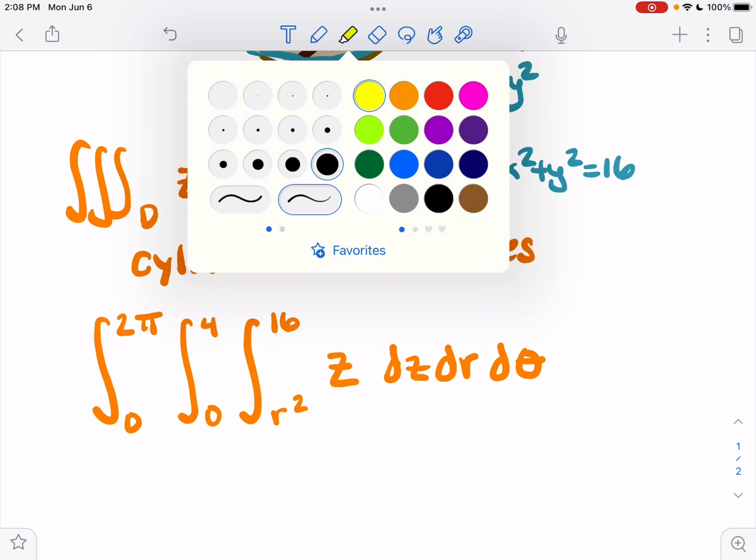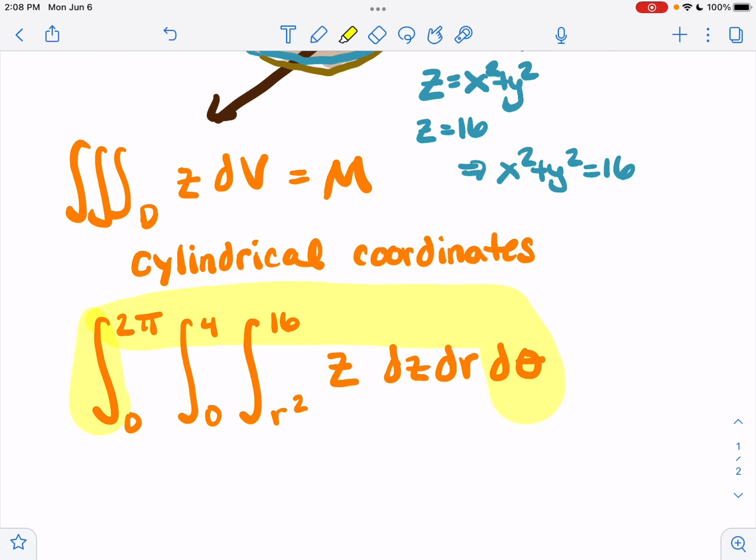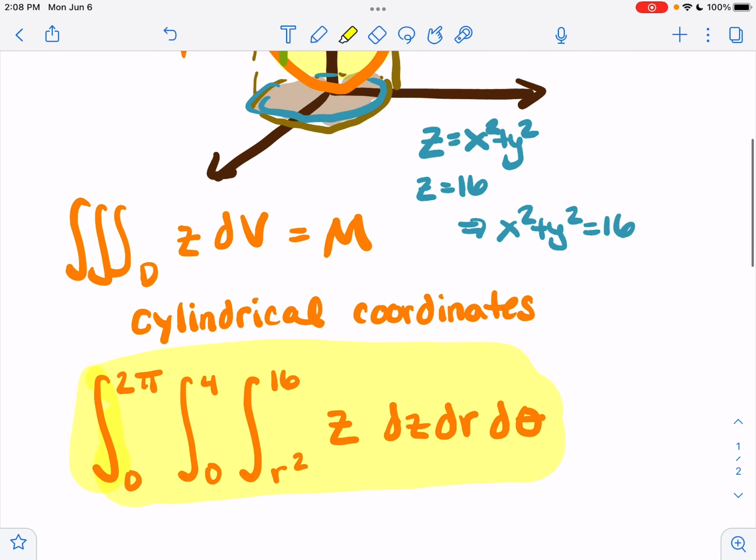I'm going to leave it here and let you do the integral. The integral here is just power rule throughout, power rule in z, and then later power rule in r, and then just constants in theta. So the integral is doable. I want to talk about the setup. That integral represents the total mass of this structure because what we're integrating is a density.